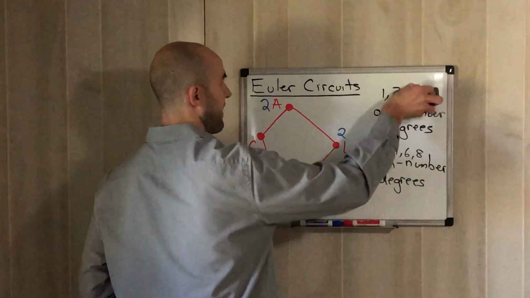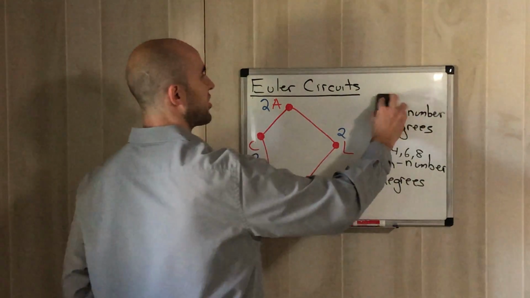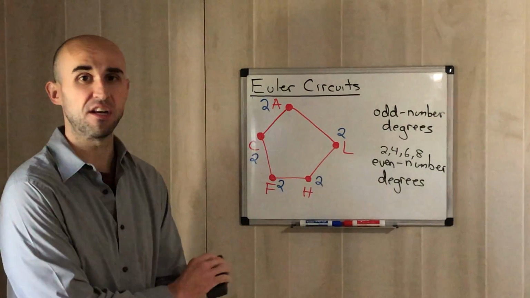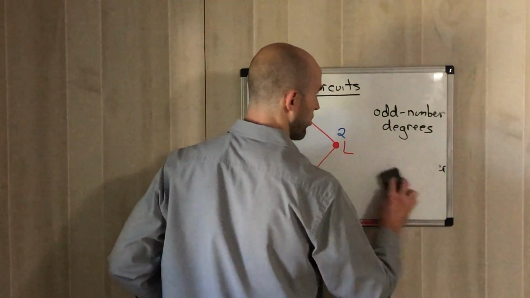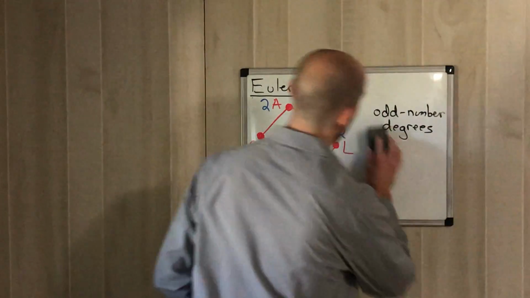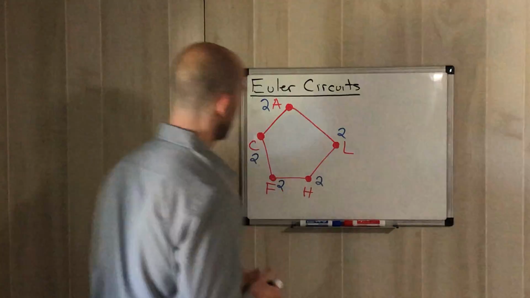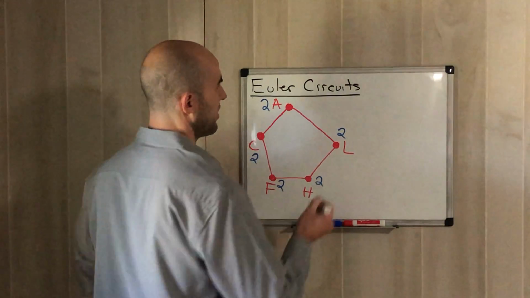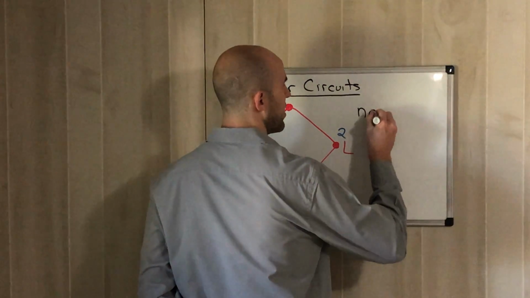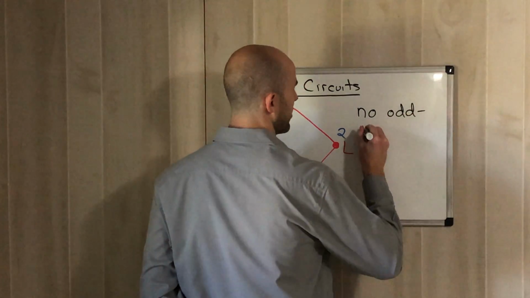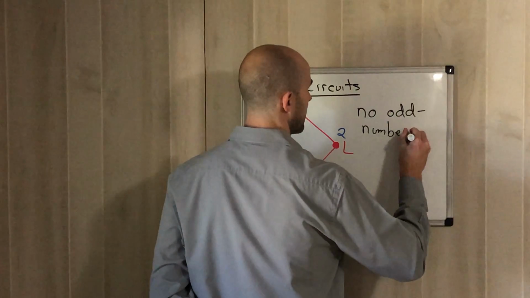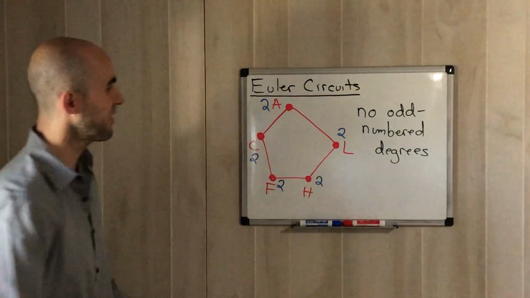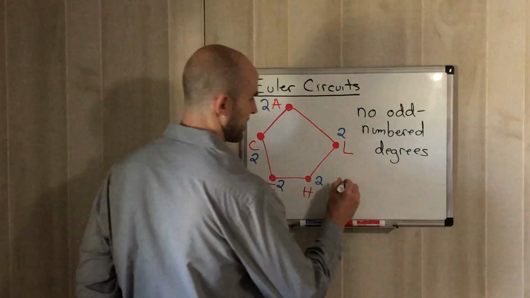So when they're talking about odd number degrees, that's how we figure out whether something is an Euler circuit or not. Because for something to be an Euler circuit, it cannot have any odd number degrees. Whenever we're trying to figure out whether it's an Euler circuit, you look at it: if all of these are even, because 2 is even, 2, 2, 2, they're all even, that means there are no odd number degrees. And if you have 0 odd number degrees, it's an Euler circuit.